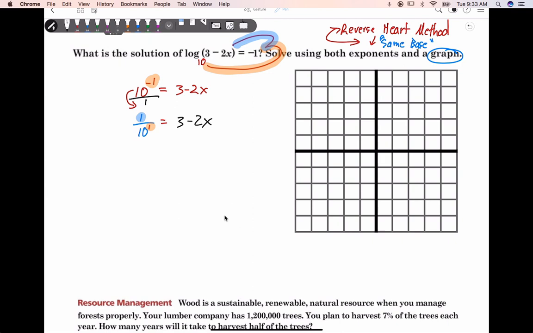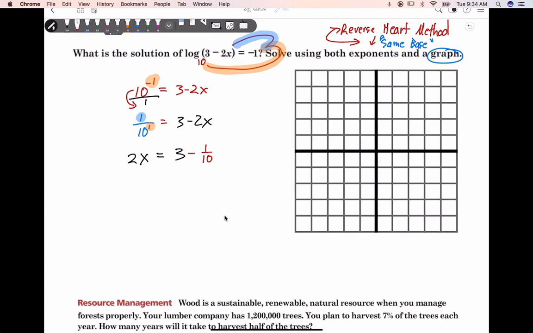Okay, and from here, we can go ahead and move stuff around. We can add the 2x to the left side. I like to have that coefficient of x positive. And we could leave the 3 here and end up subtracting the 1/10. Now, there's many ways to do this, and you might see the handwritten key might be just a little bit different. But nonetheless, our goal is to get a positive x all by itself.